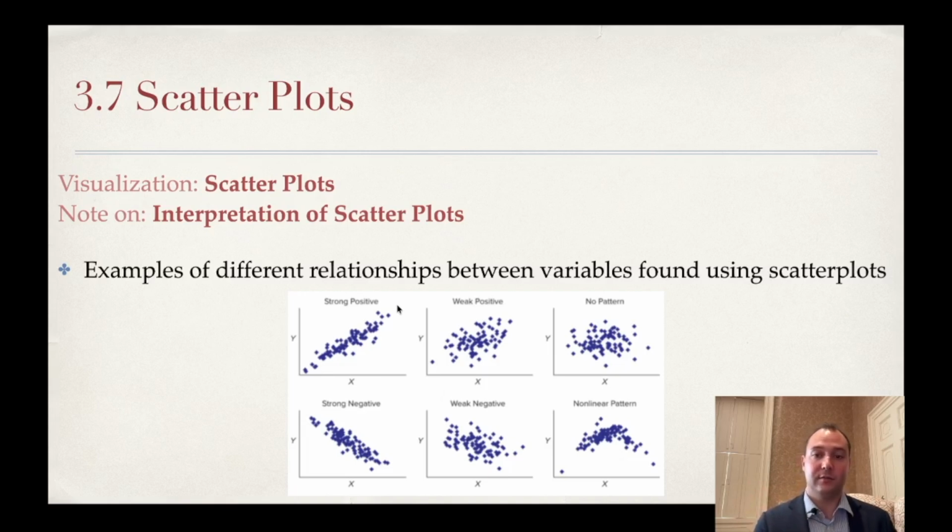If the pattern is weaker, in this case we have no pattern. In the case of no pattern, there's no clear line up or down. We can't really tell. That indicates that there's no pattern. However, we may also have a nonlinear pattern, such as an arc. In this example, a scatter plot is easy to show that relationship.